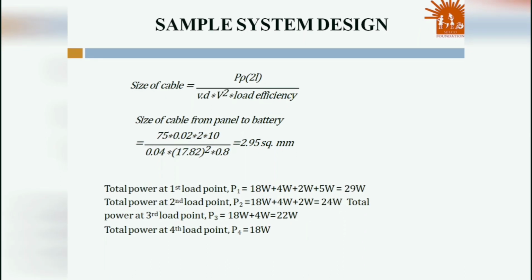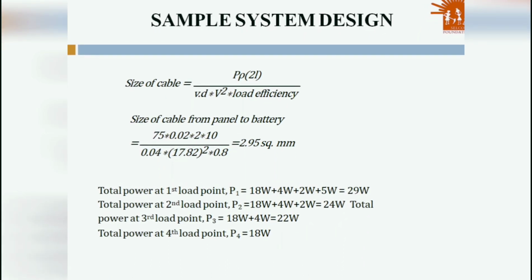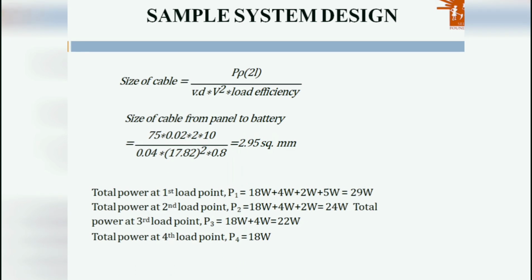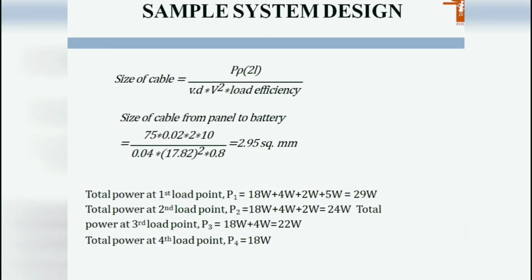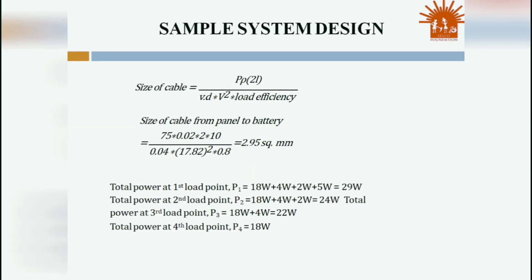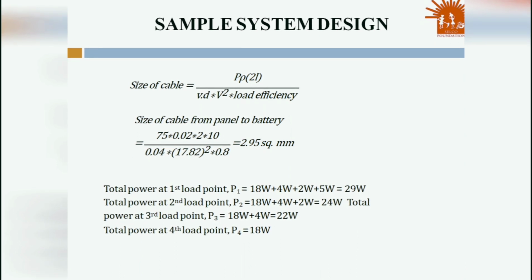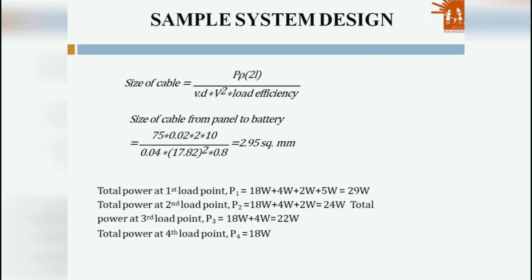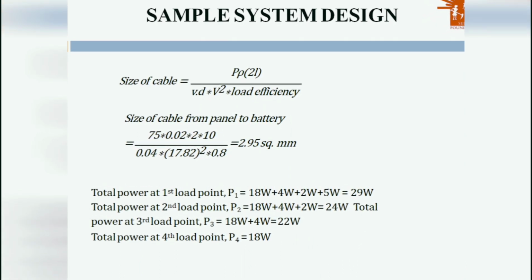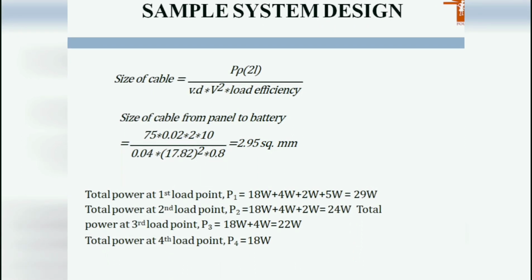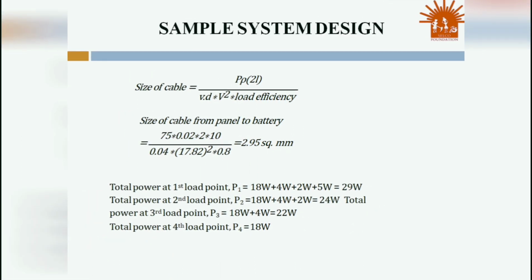So the formula for cable sizing is equal to P into rho into twice L divided by VD into V square into load efficiency, where P is power, rho is resistivity of wire, L is the length of the wire, VD is the voltage drop, and V is the real panel voltage.